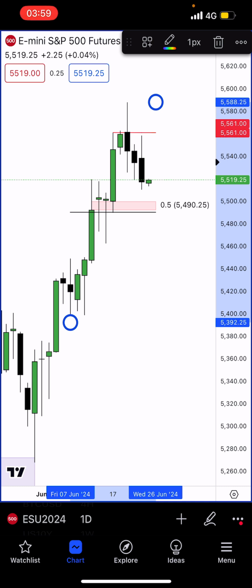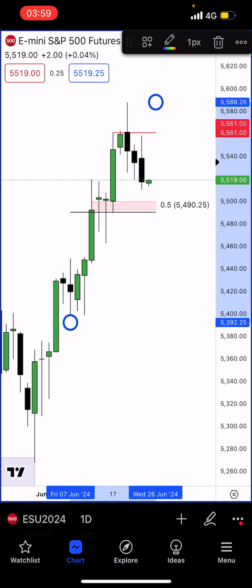So I've mapped out the dealing range low and the dealing range high, and as you can see, the equilibrium is located at 5,490 and a quarter. I'm just going to be keeping it nice, short and simple, since this dealing range is within the 5,000 region. So for simplicity purposes, I'm just going to say 490.